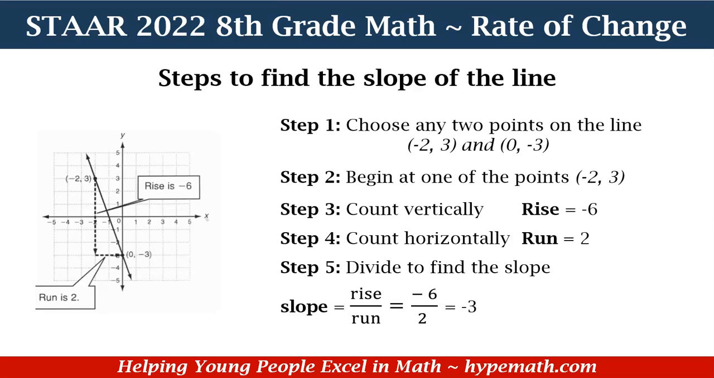For step 4, we are going to run, which means left or right. We are going to the right for our -3, and that means that our run is going to be positive. It is equal to 2. We need to divide to find our slope, rise over run, or rise divided by run. -6 divided by 2 is equal to -3. So -3 is our slope.